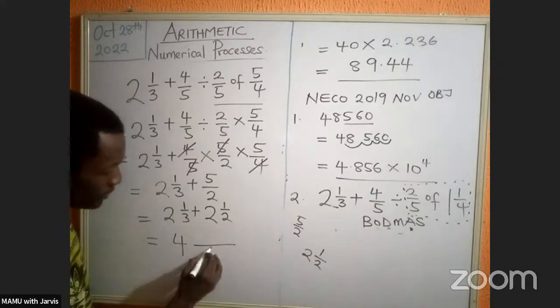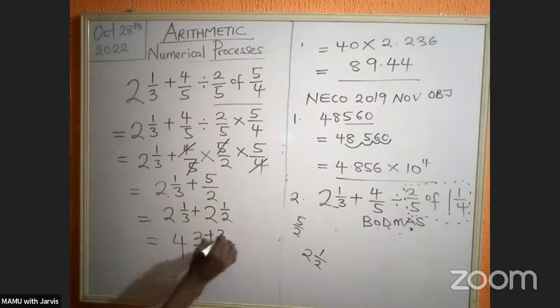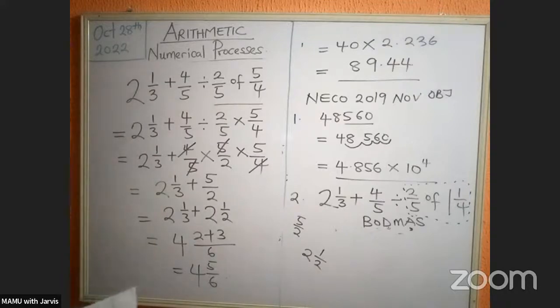So this will be 6. The LCM of 3 and 2 will be 6. And so if we do that, this becomes 2 plus 3. And that will give me 5/6. All right, that is what our answer is going to be.